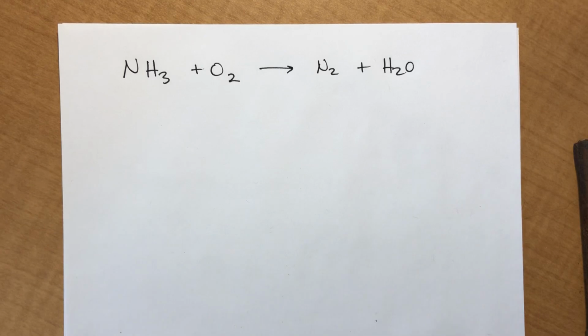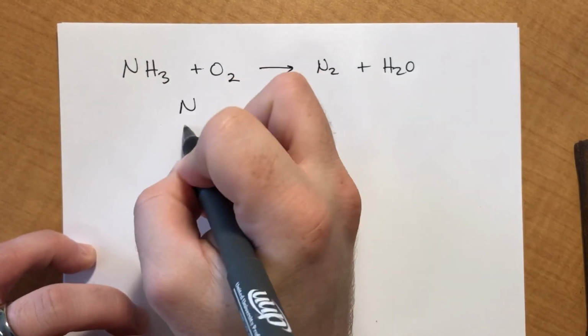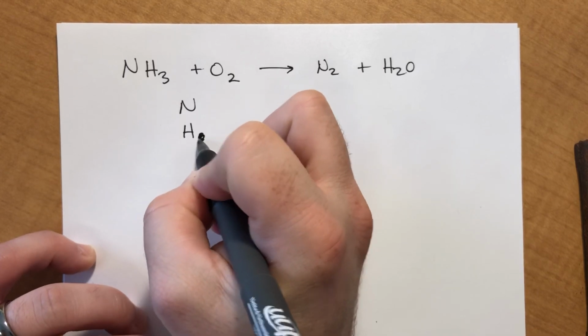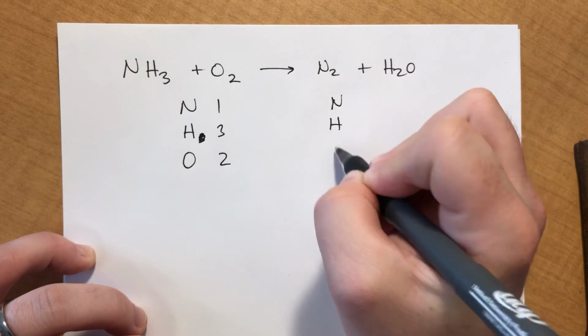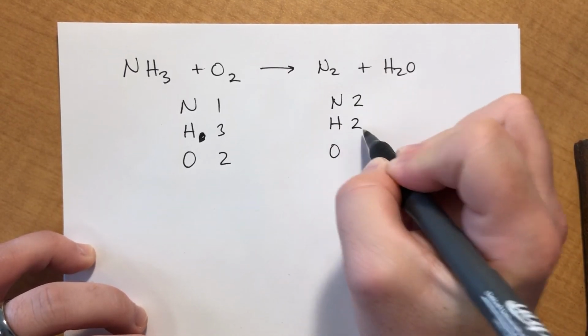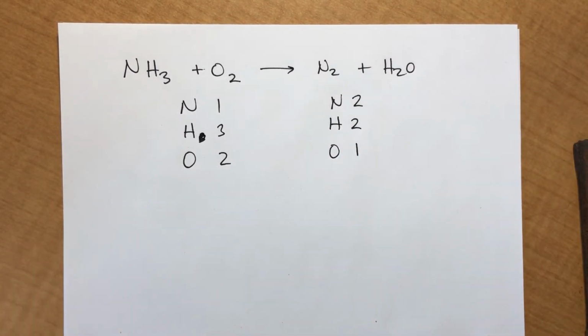And this looks like it should be straightforward and easy. And it's not horrifying, but it does require a weird little trick. So I'm actually going to write all this out just to show what's going on here. So we have 1, 3, 2. Here we have 2, 2, 1. So I am actually going to balance the hydrogens first. And it's because no matter what we do, the hydrogen number is going to be a little weird.